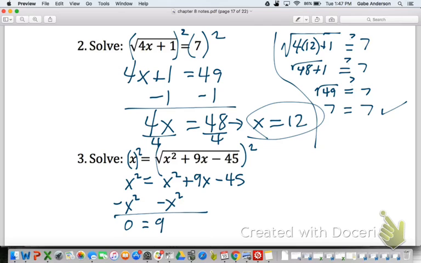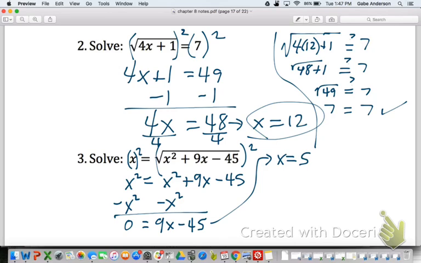So 0 equals 9x minus 45. And then for you guys, this is a pretty quick and easy solve. Did you guys get x equals 5? Okay. Now, did you check? This one was the most complicated one yet. Did you check your answer? Did it work, Alec?